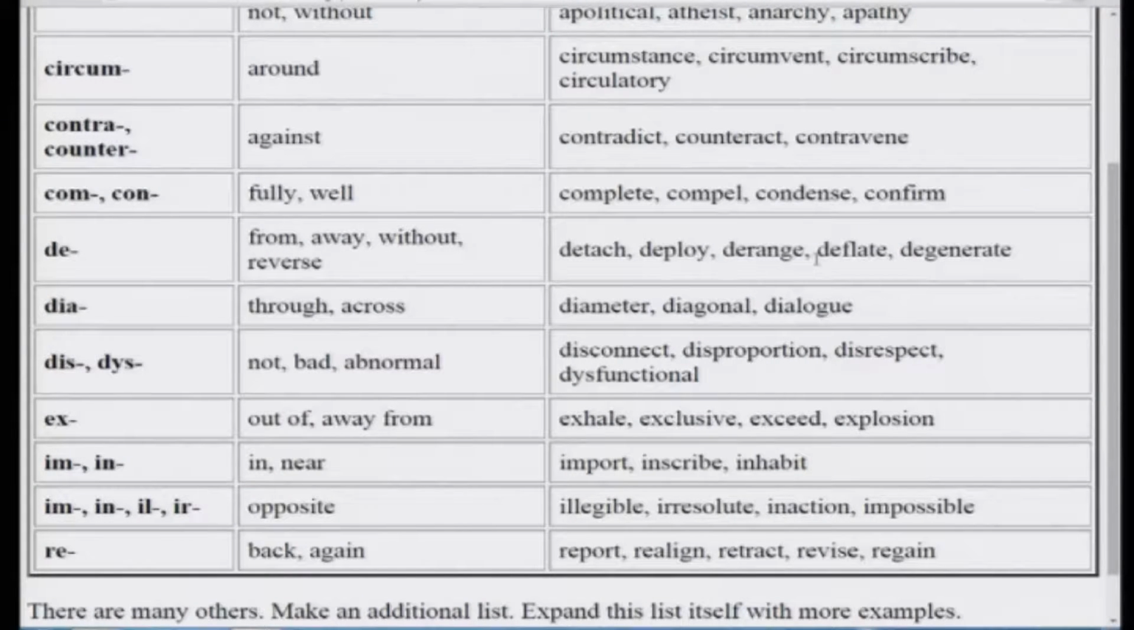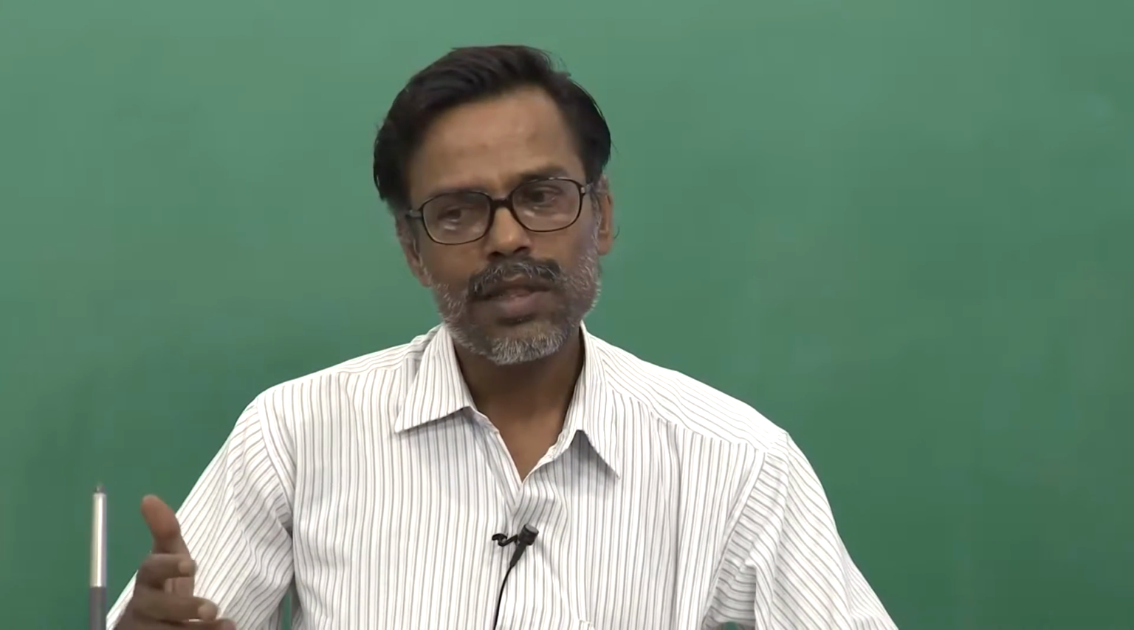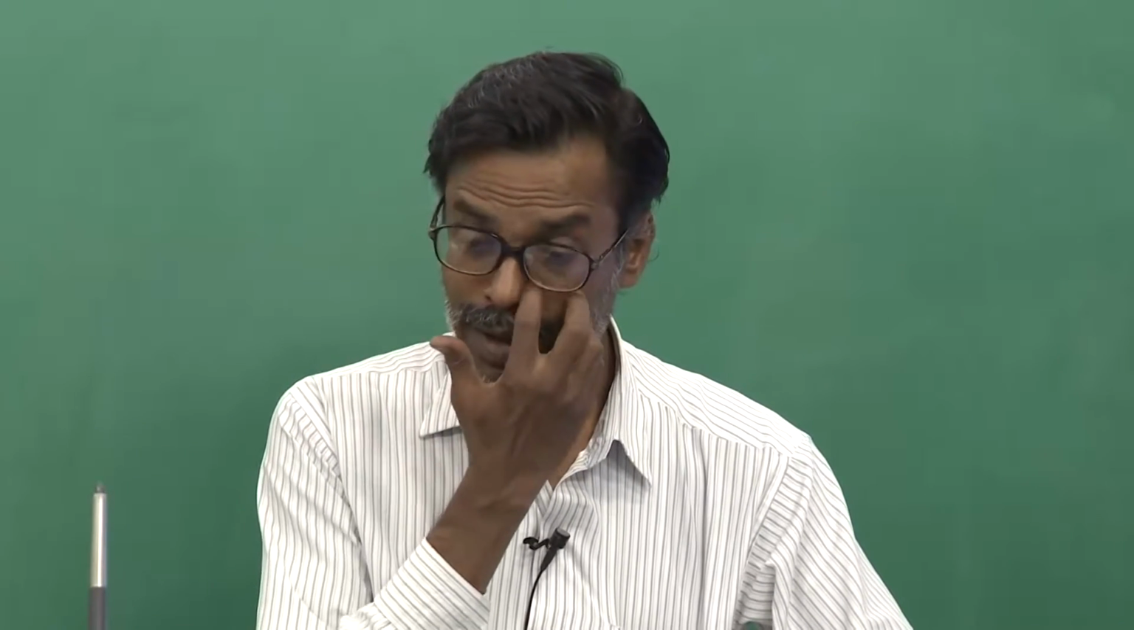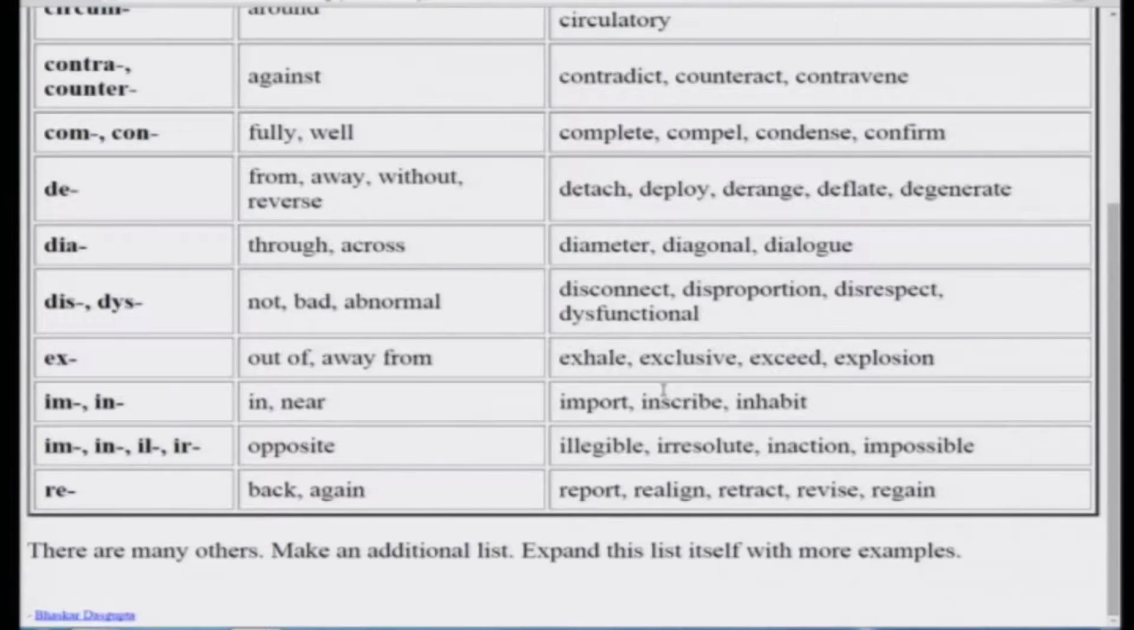Deflate is the opposite of inflate. Inflate, deflate. Okay? Degenerate. So, changing, transforming in a bad or unwanted, undesirable manner. Okay? So, there is degenerate. Dia gives the sense of through or across: diameter, diagonal, dialogue. Dis with I or Y is typically in the abnormal sense, not or bad or abnormal. Disconnect, disproportion, disrespect, dysfunctional. Okay? Only bad functional would be malfunctional. Okay? This is a little unpredictable and abnormal.